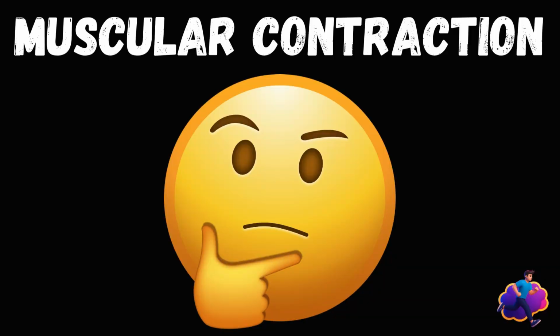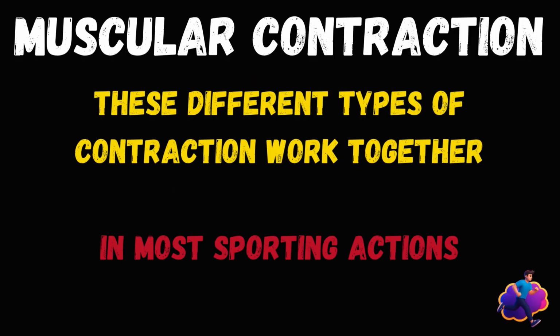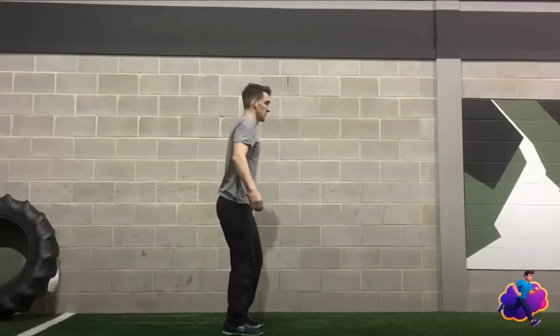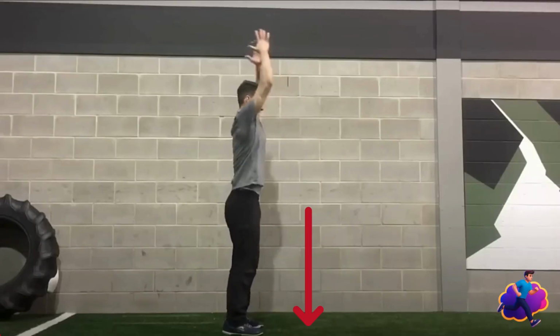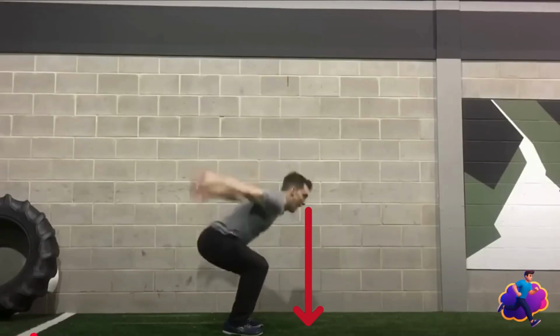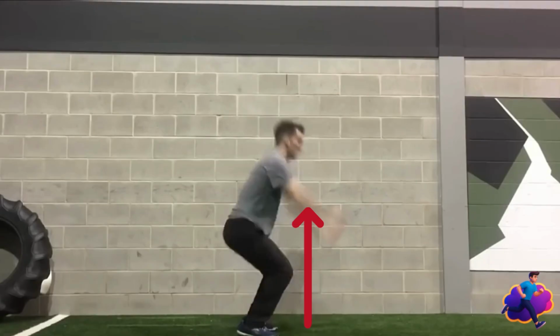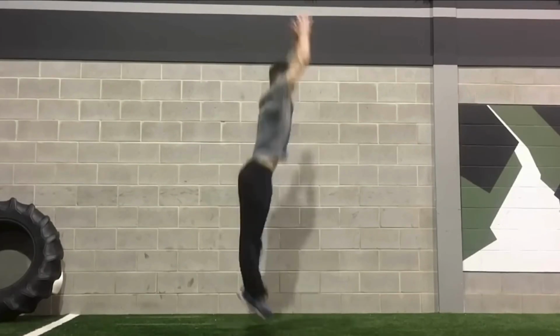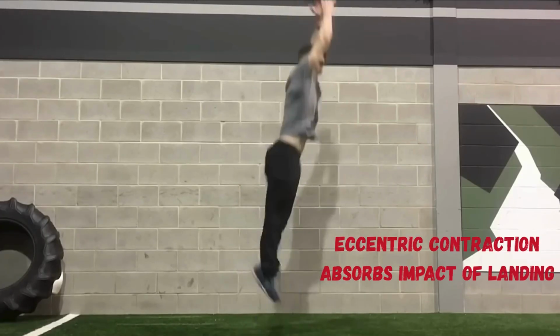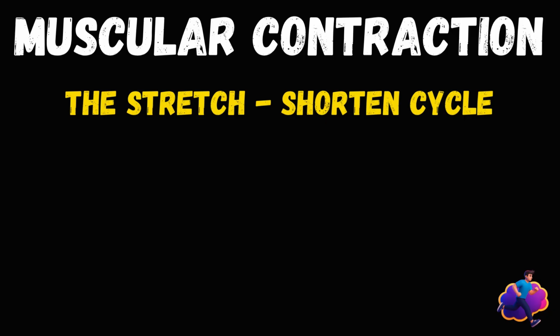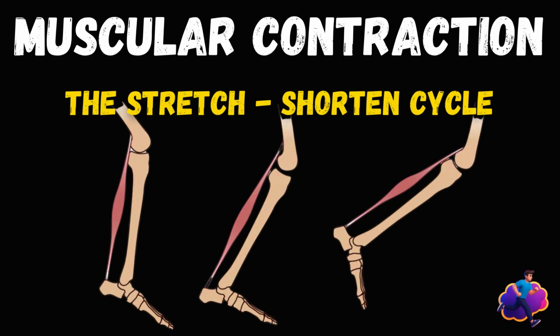What's fascinating is how these different types of contractions work together in most sporting actions. Take a vertical jump, for example. As the athlete lowers before takeoff, the quadriceps perform an eccentric contraction to control the descent. Then, during the upwards phase, the same muscles switch to provide a powerful concentric contraction to propel the body into the air. And finally, upon landing, another eccentric contraction helps absorb the impact. This cycle, known as the stretch shortening cycle, demonstrates how the body combines contraction types for efficiency and to generate power.